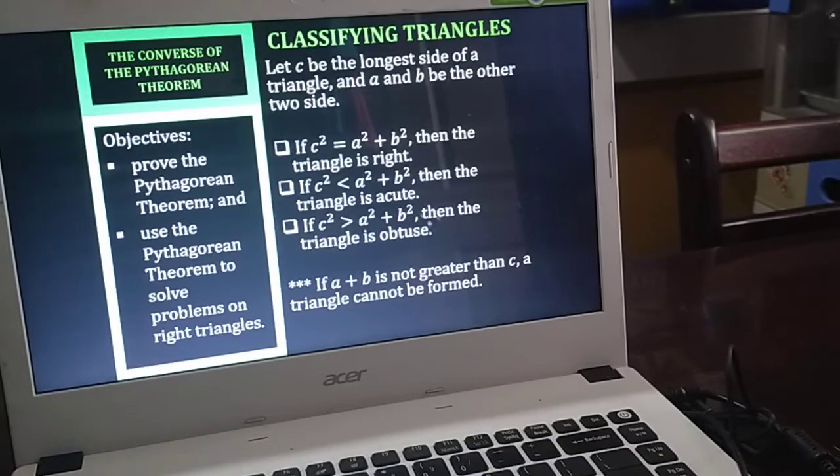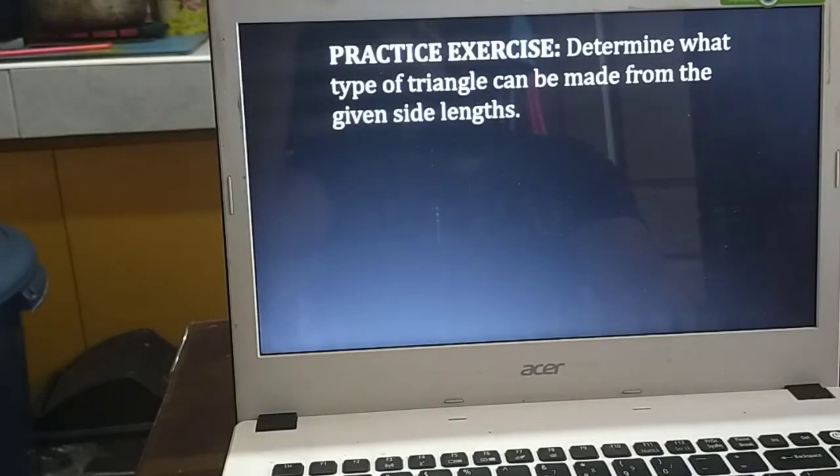And based on our previous discussion about triangle inequality, if we add a and b, it should be greater than c. Otherwise, a triangle is not going to be formed. So, if a and b is not greater than c, wala tayong mabubuong triangle. So, that must be satisfied first. Ayan. So, let's have some examples.